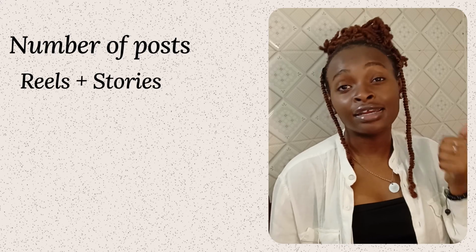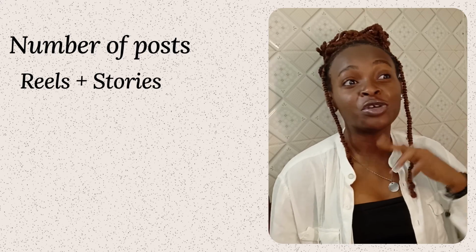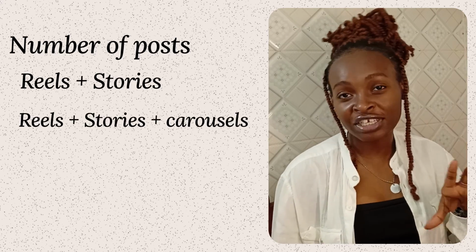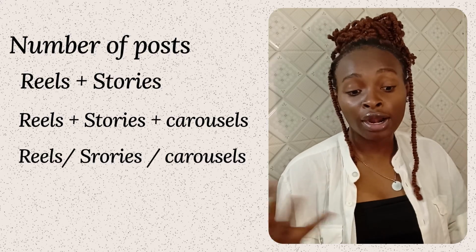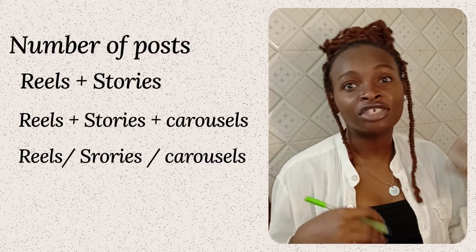For example, you can create reels on Instagram, you can create stories on Instagram, as well as create carousels on Instagram. So you need to figure out what content pieces or what content types for a specific platform you are going to be doing. Are you going to be doing stories and then adding them to reels? Are you going to be doing all three types of content, which is carousel, reels, as well as stories? Or are you going to be doing just one?